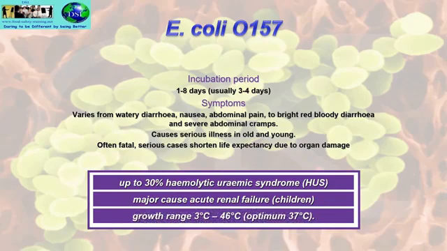The growth range is 3 degrees C to 46 degrees C, although the optimum is 37 degrees C. Studies have shown that it will grow quite happily at 4 degrees C in a fridge. So this is why we need to get our fridge temperatures down to below 3 degrees C if possible, without freezing things like salad items.